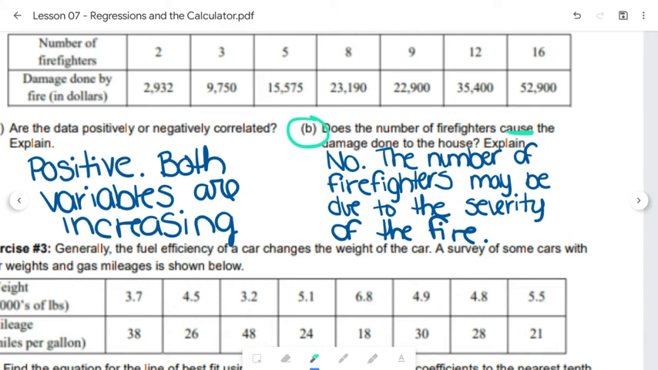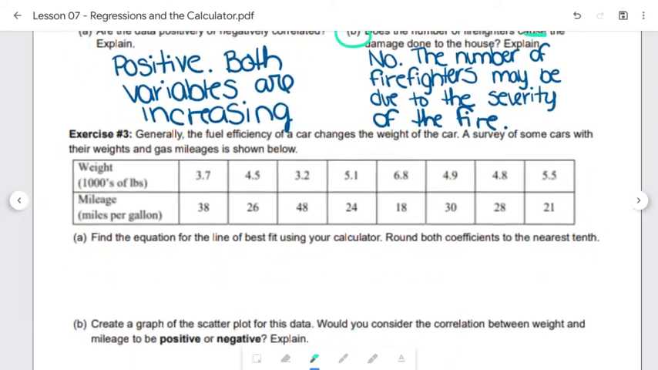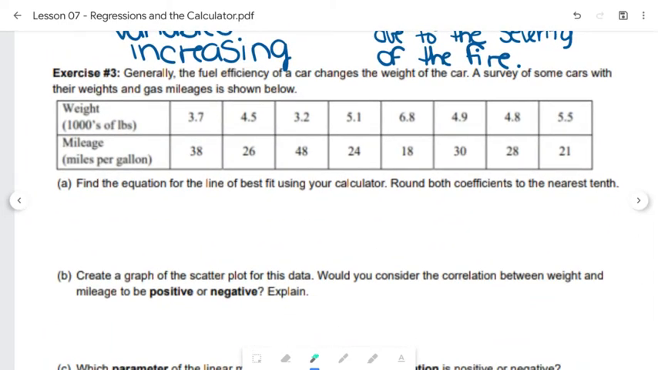But the big thing about this is just because two variables have a strong correlation does not necessarily mean that it's the cause. So correlation in this, we can never tell what the actual cause is. So correlation and causation, no good together. And that's going to talk about a little bit more tomorrow in class. But for exercise 3, generally the fuel efficiency of a car changes the weight of a car. A survey of some cars with their weights and gas mileages is shown below.